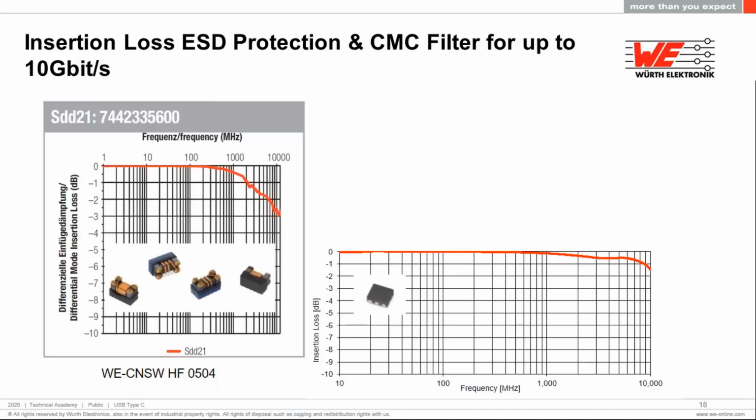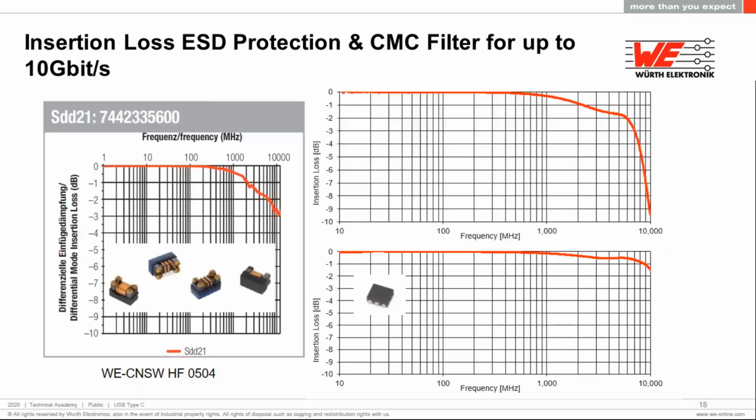Next, for ESD protection, we use a TVS diode, which in this graph shows that it has insertion loss as low as 1.5 dB at a high frequency of 10 gigahertz. And then lastly, we have a bigger TVS diode, which has an insertion loss of 3 dB at 7 megahertz, which is also not considered to be bad according to the USB standards.